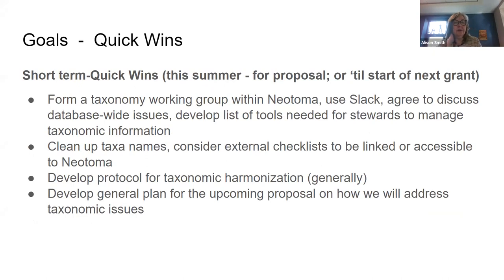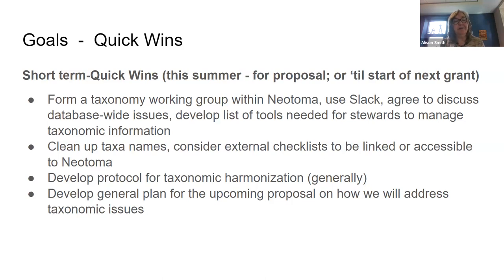So short term, we have this proposal coming up at the end of this summer in August, and so we are looking at short term quick wins that might be useful for this upcoming proposal, or at least until the start of the next grant. I think there's interest in forming a taxonomy working group within Neotoma. We could make use of Slack. We could discuss database-wide issues. And I think perhaps most importantly, develop a list of tools that are needed for stewards to manage taxonomic information.